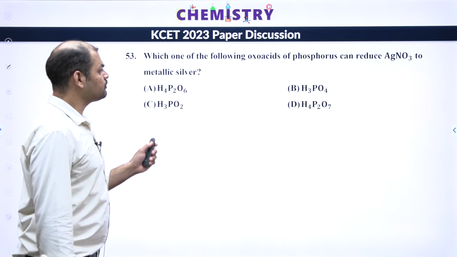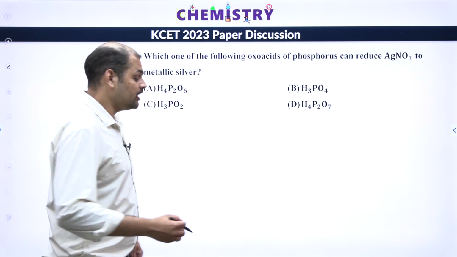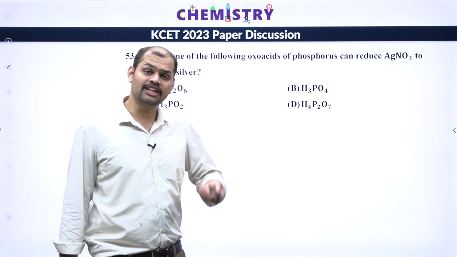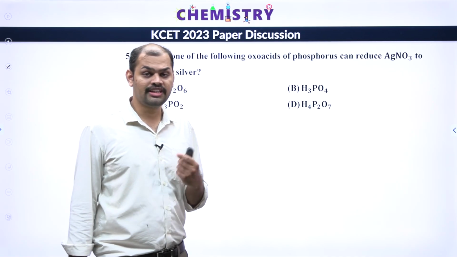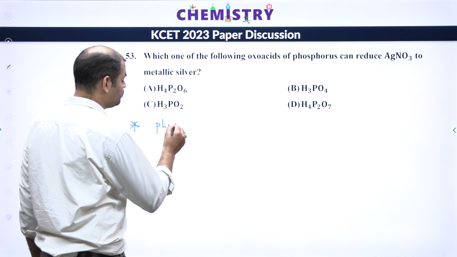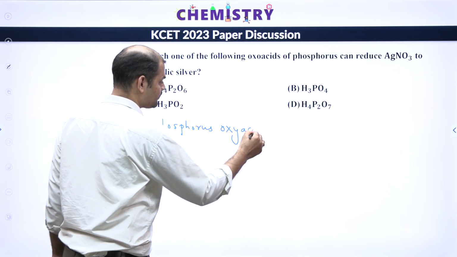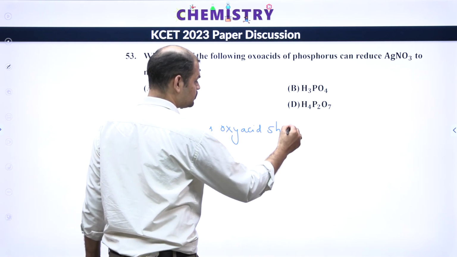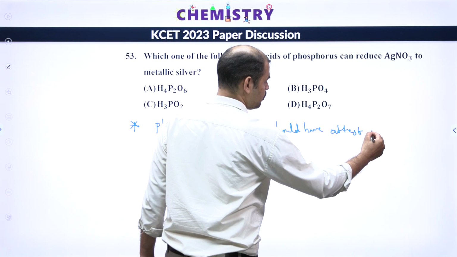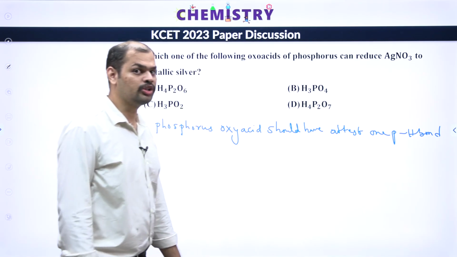The next question is, which one of the following oxo acids of phosphorus can reduce AgNO3 to metallic silver? Okay, here remember carefully. In any phosphorus oxy acid, if it contains at least one P-H bond, then it can reduce Tollens reagent. So the main criteria is the phosphorus oxy acid should have at least one P-H bond. If it has at least one P-H bond, it can reduce Tollens reagent.